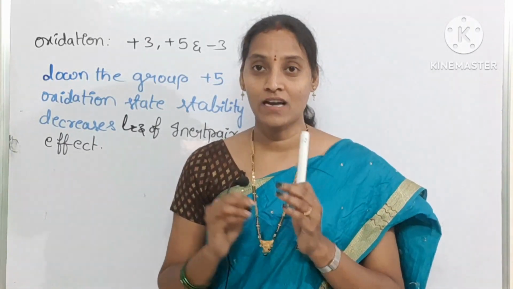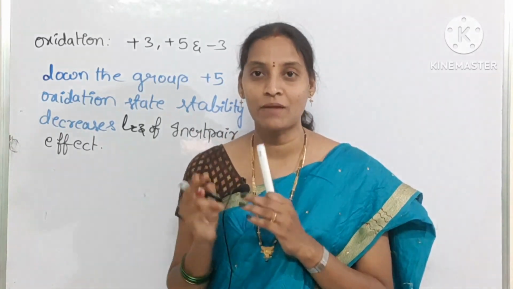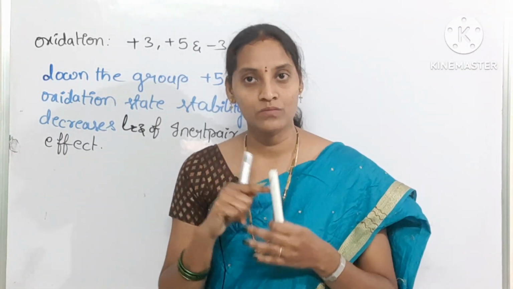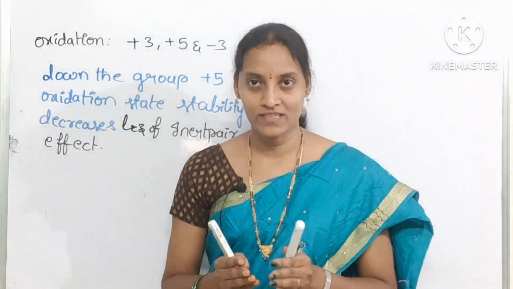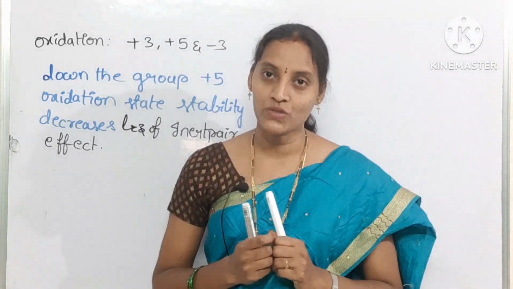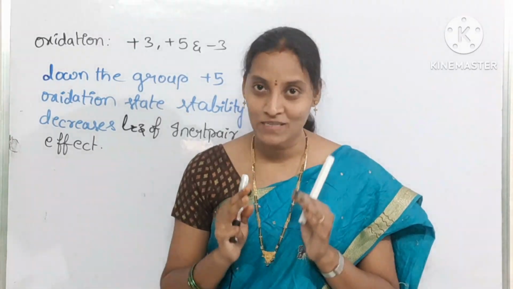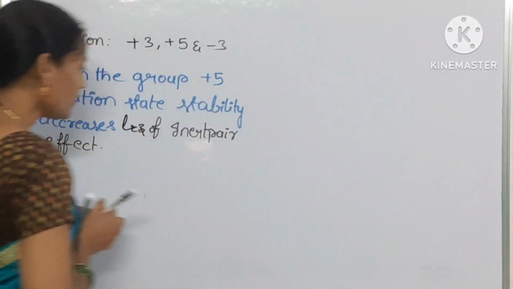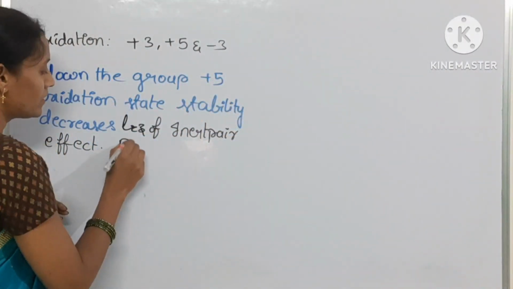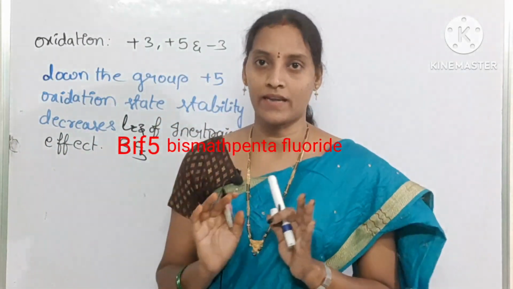Already we know that the ns electrons are completely filled here, so these completely filled s electrons have more attraction towards the nucleus. That is the reason they show a little bit of inert nature to involve in bond formation with other atoms, so while going down the group, +5 oxidation state stability decreases. But bismuth typically forms BiF5. This is the only exception here.